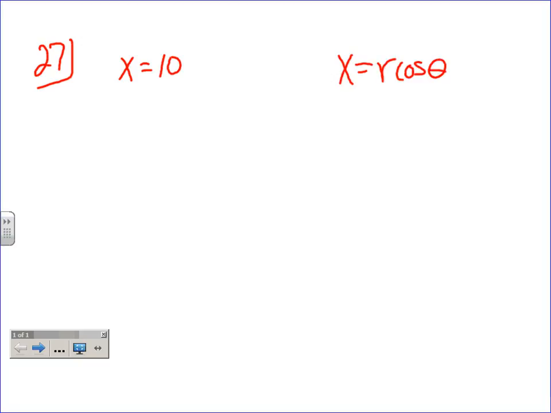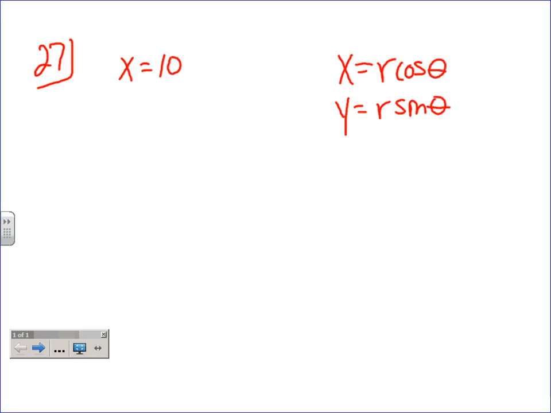I understand that some of you may have some questions on a few of them. Some of you talked to me briefly yesterday and said that some of the ones towards the end were giving you difficulty. So number 27 says x equals 10. I hope we realize that's rectangular and we want to try and get what that would be in polar. We know that x equals r cosine of theta and y equals r sine of theta.